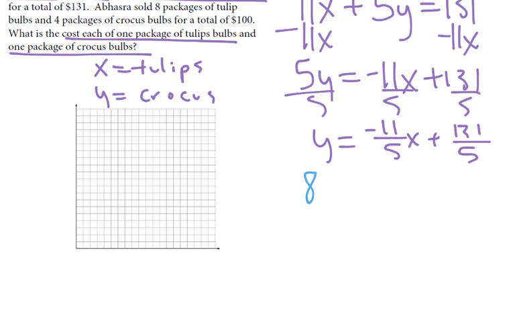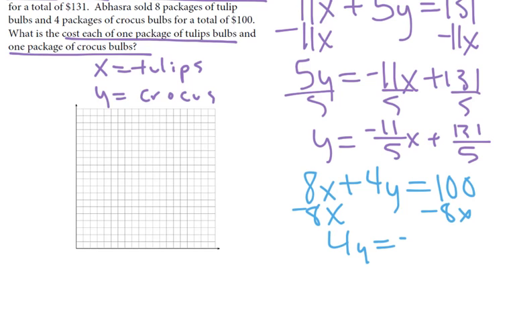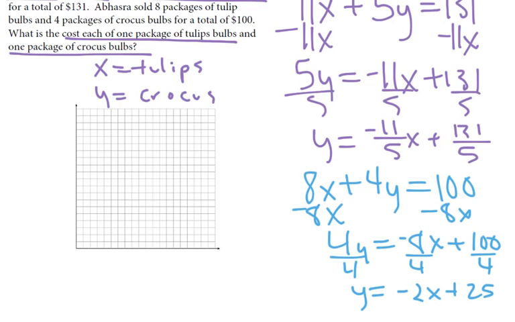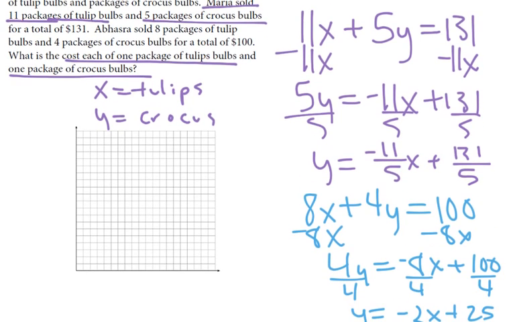So 8 tulips plus 4 packages times the cost of crocus should equal 100. So if we change this one, is this any easier to graph? 4y equals negative 8x plus 100. I think it would be. See, this one wouldn't be too bad to graph, because we'd have y equals negative 2x plus 25. Not so bad. However, I'm still going to use Desmos just because it'll save us time on that more difficult equation.